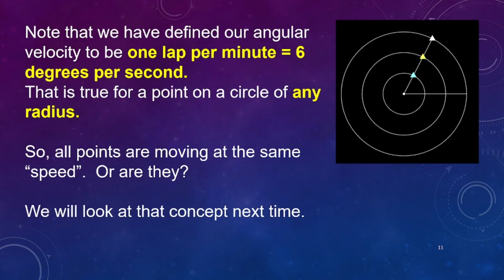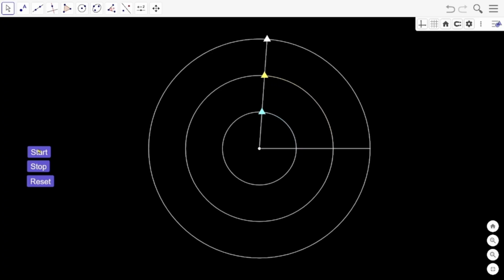Note that we've defined our angular velocity to be 6 degrees per second, and that's true of any circle of any radius. So are all of the points on all of these circles moving at the same speed? What do you think? As they go around, are they moving at the same speed or not? After all, they each completed one revolution in the same amount of time.